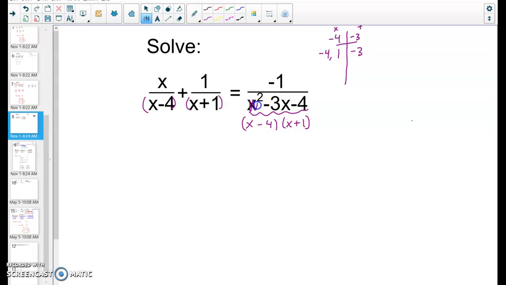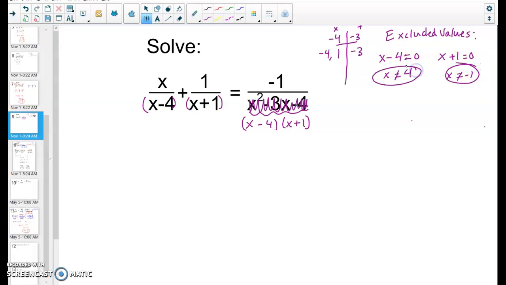Okay, I'm going to cross off this denominator just so that I can focus on what that's going to be. I do need to list my excluded values. Because I have a few factors that repeat, I only need to include that once. So I have when x minus 4 equals 0 and when x plus 1 equals 0. So x cannot equal 4 or negative 1.